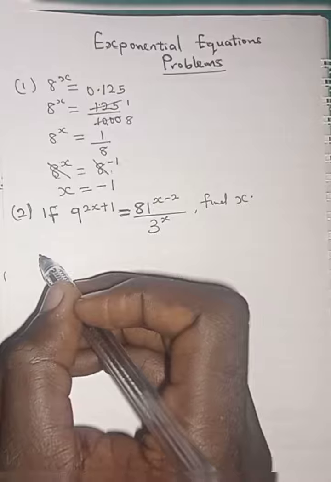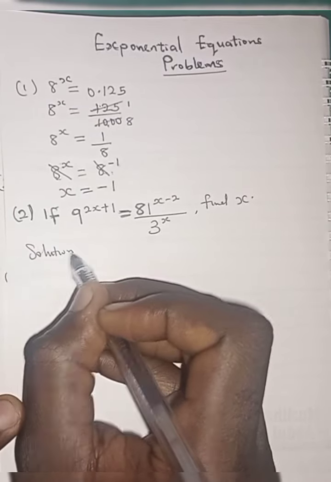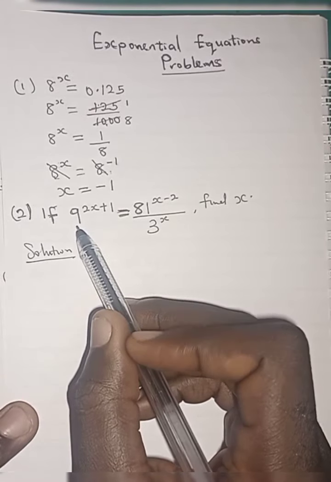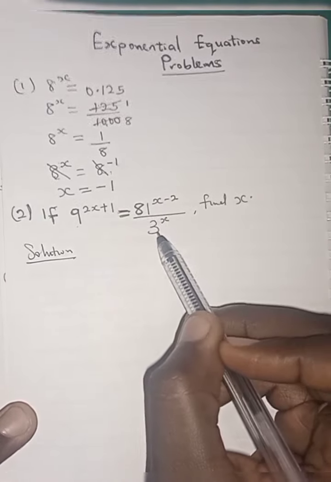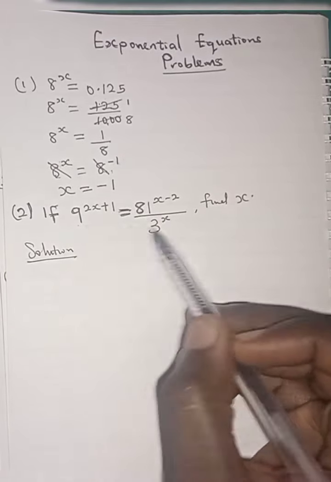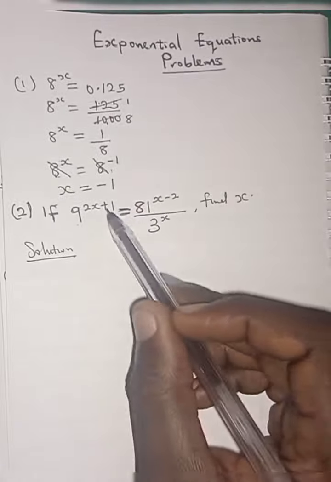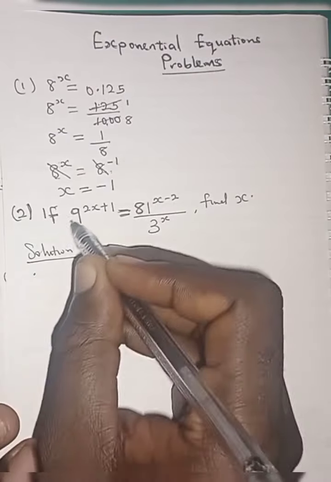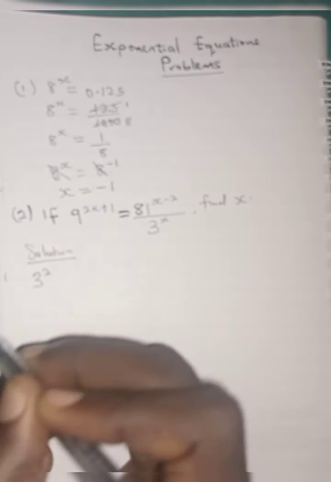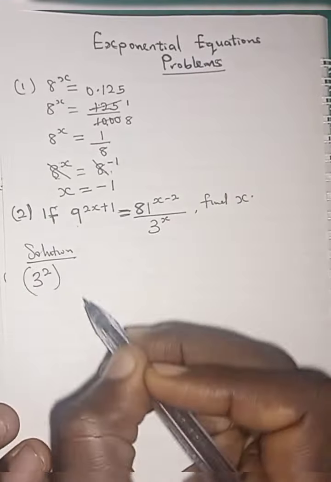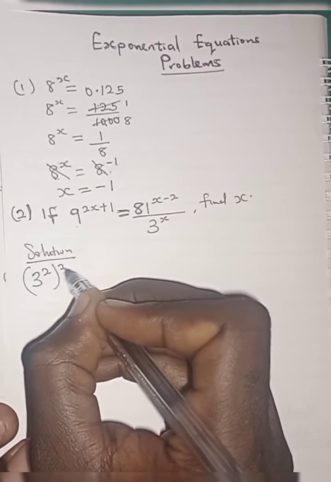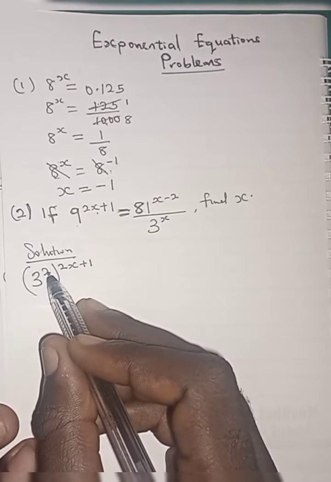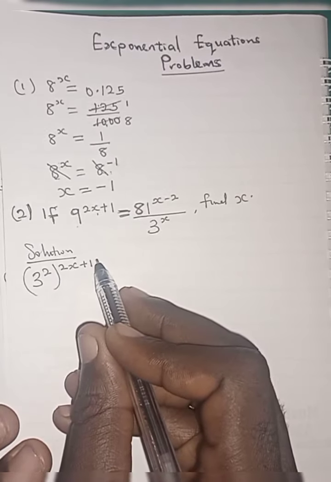So to solve this, let's take a look at the solution. As you can see, this one has the base of 9, this one has the base of 81, this one has the base of 3. So 3 is common in all the numbers. So in that case, we are going to change this 9 to 3 raised to power 2. Then we give it brackets. Then we have this outside. So that's going to be 3, open bracket, 3 raised to power 2, close bracket, 2x plus 1.